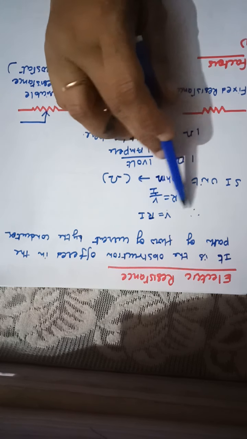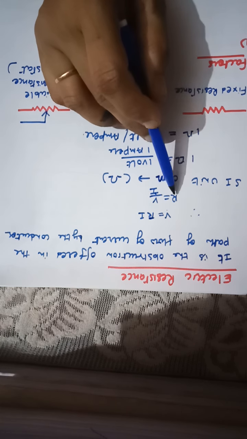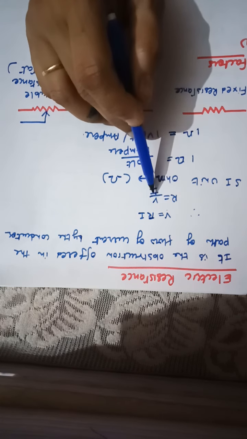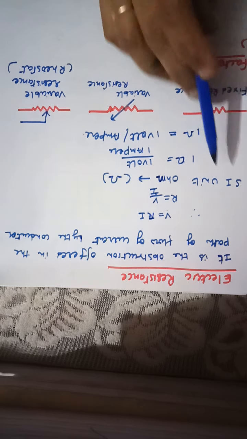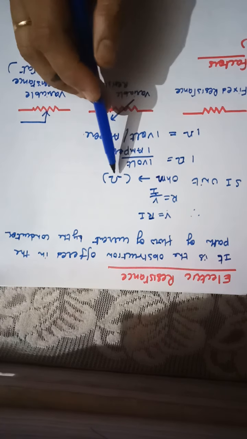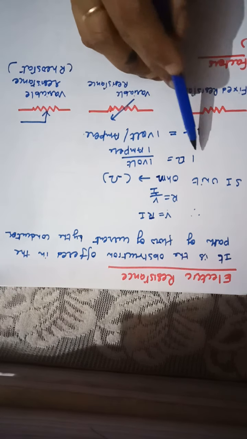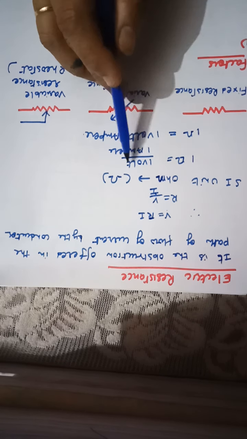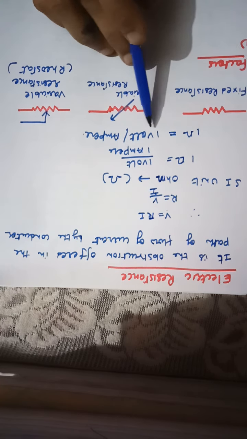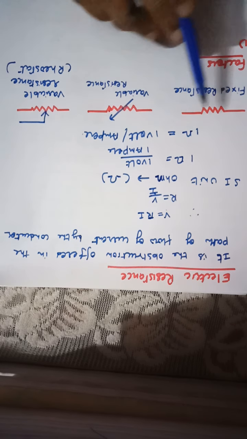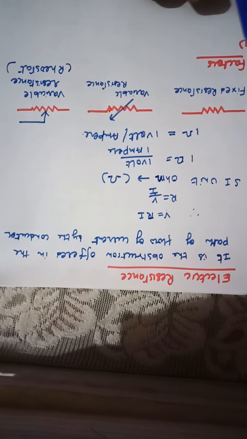So one definition you have got from here also: the electrical resistance of a conductor is the ratio of the potential difference to the electrical current flowing in the conductor. Now the SI unit is ohm. The symbol is omega. So 1 ohm is equal to 1 volt upon 1 ampere. So 1 ohm is equal to 1 volt per ampere, which is the SI unit of electrical resistance.